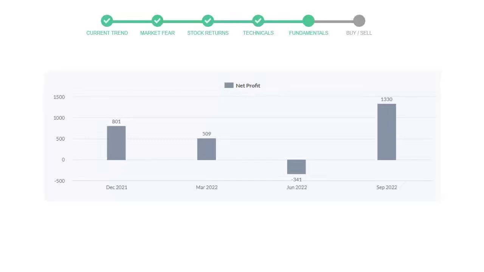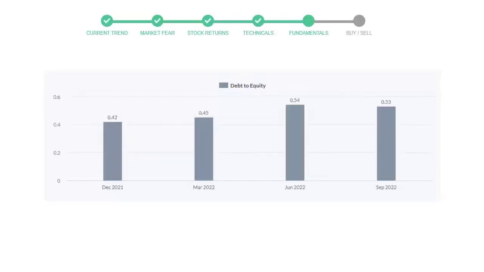Let's see debt numbers. Debt to equity number tells us how much the company is in debt. In the first quarter, it was 0.42. Then it increased to 0.45. Then in the third quarter, it again went up to 0.54. In the recent quarter, the debt score declined to 0.53. Generally, this ratio should not be over 2.0.